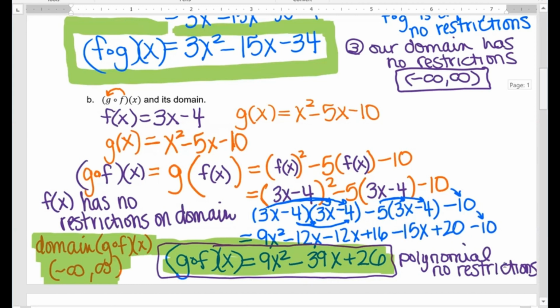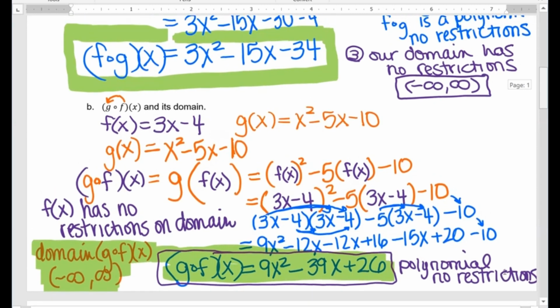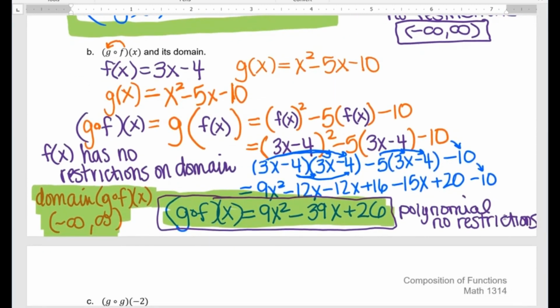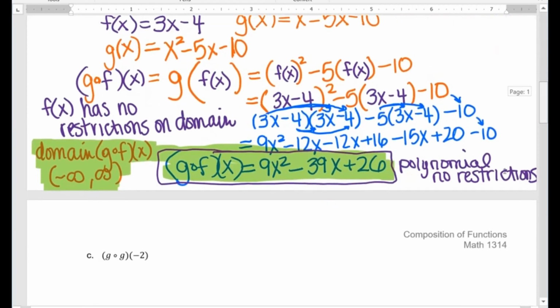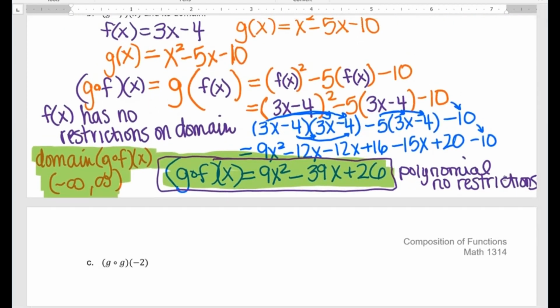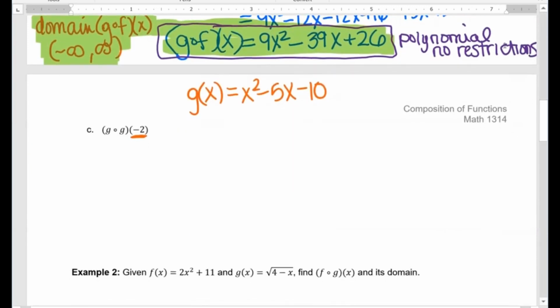Notice when they ask us to find f of g of x or g of f of x, we get our answers, what I have highlighted in green, with an x in them. We wound up with another polynomial. In our next example, notice that they gave us, instead of an x, a -2. I'm going to write down my function again. So g of x equals x squared minus 5x minus 10. They're asking us to find g composed with g of -2. I know, sounds absolutely bizarre, but sometimes it happens.